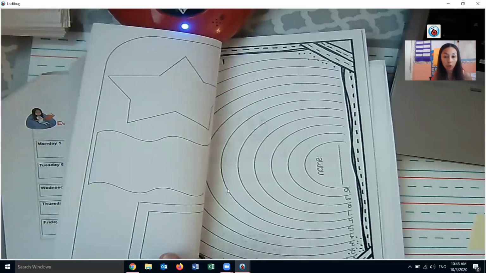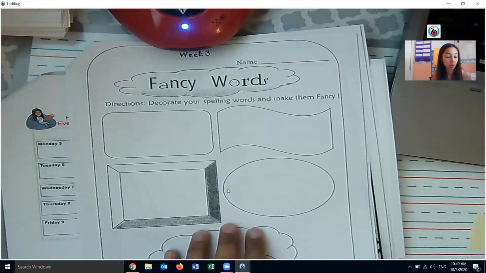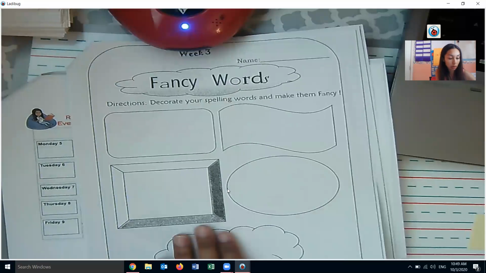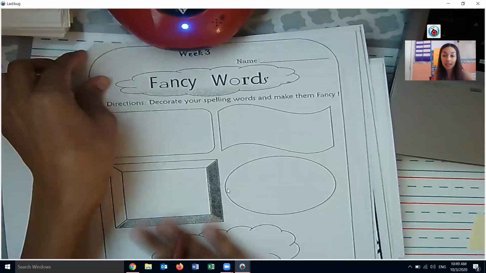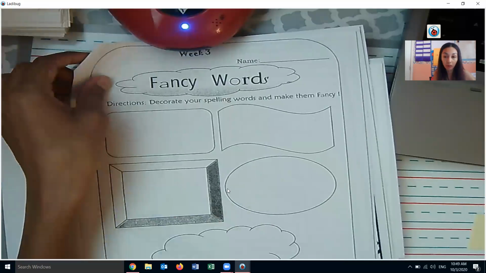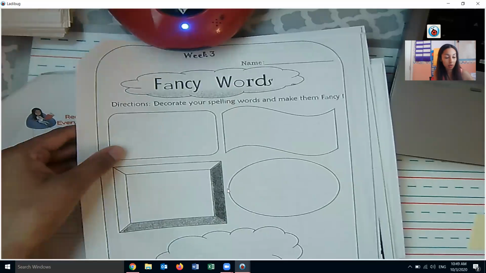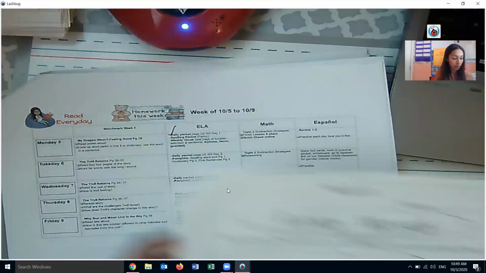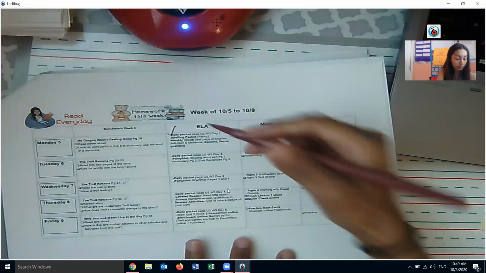There's a special shape for all of your words. There are 10 different shapes. You want to write all of your words once in some kind of fancy way of your choice. So that's the week 3 activity. That's your fancy spelling.